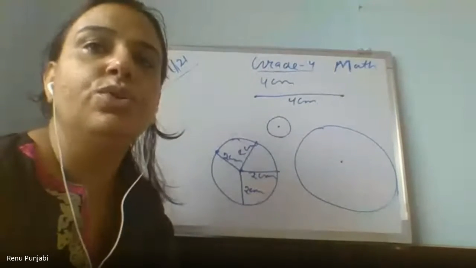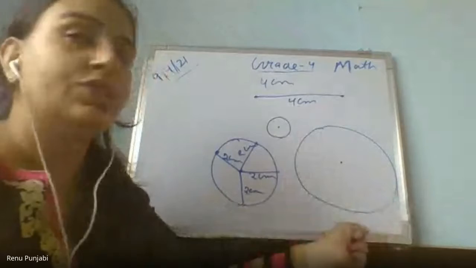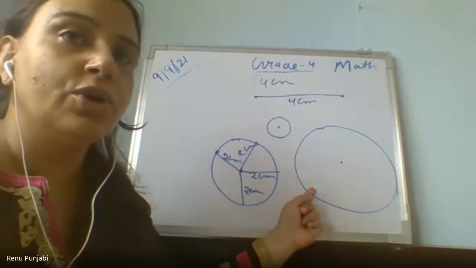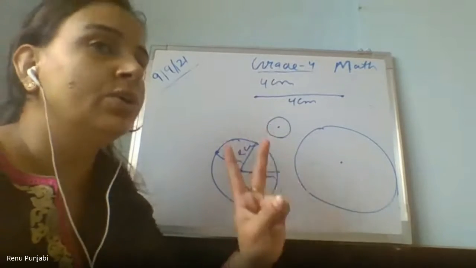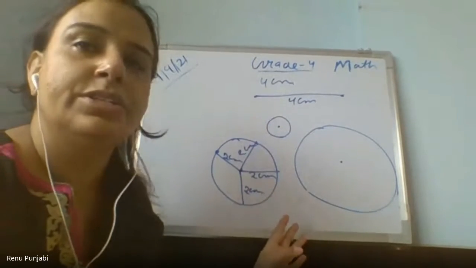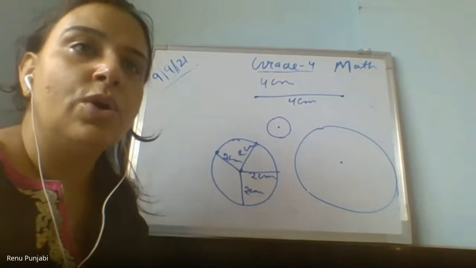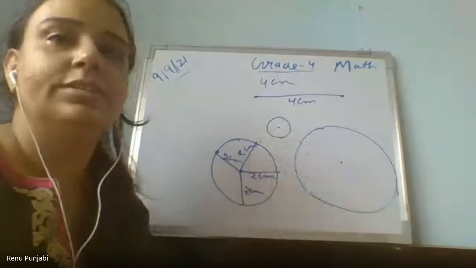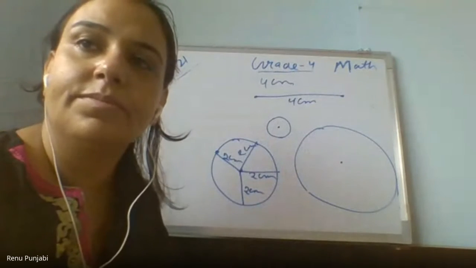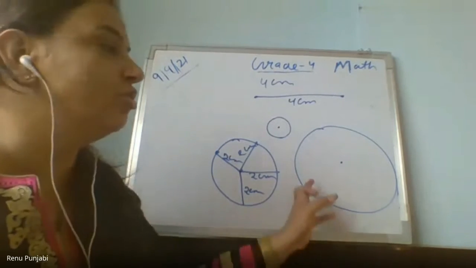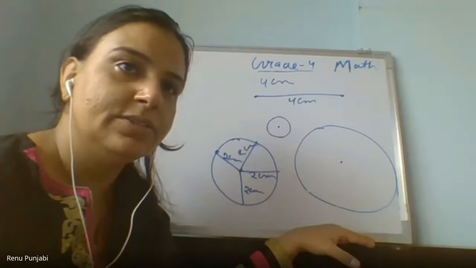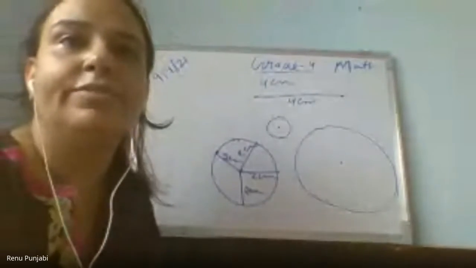I will tell you. A circle is a closed figure. It is not open from anywhere. It has no corners, no edges. It is a closed figure with no corners and no edges. It has just one face, a flat face.